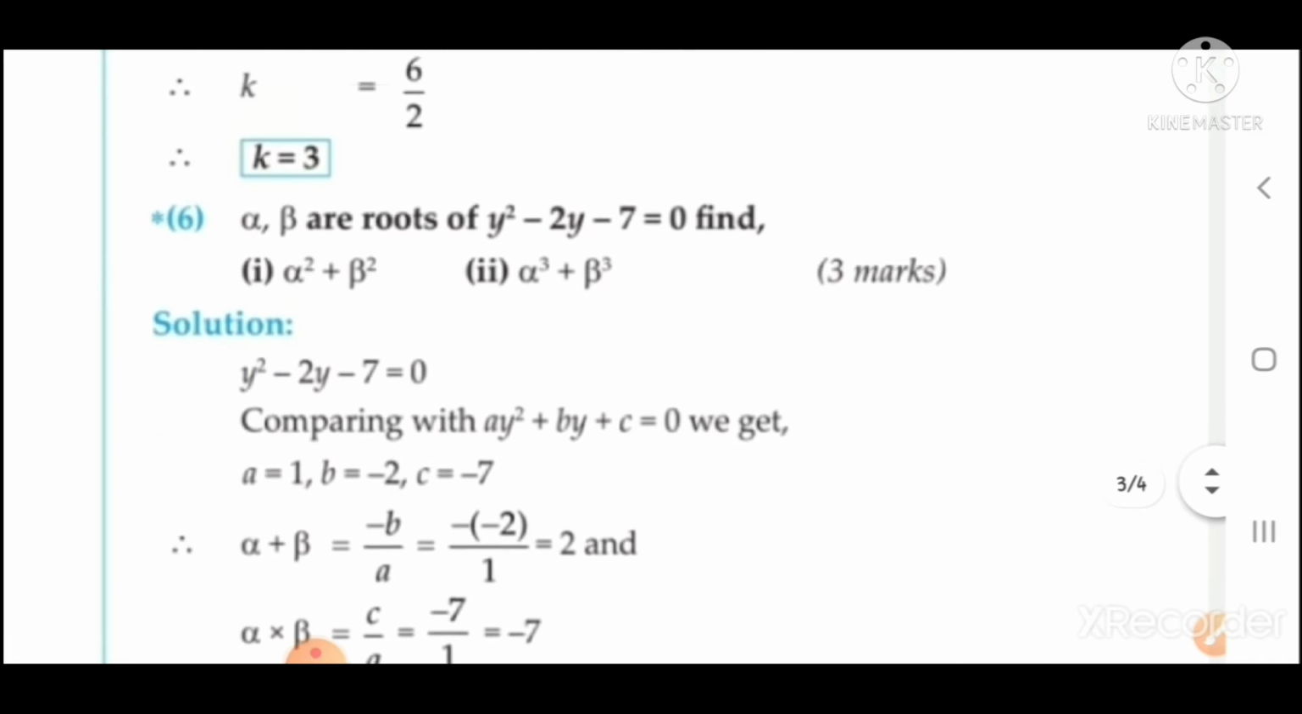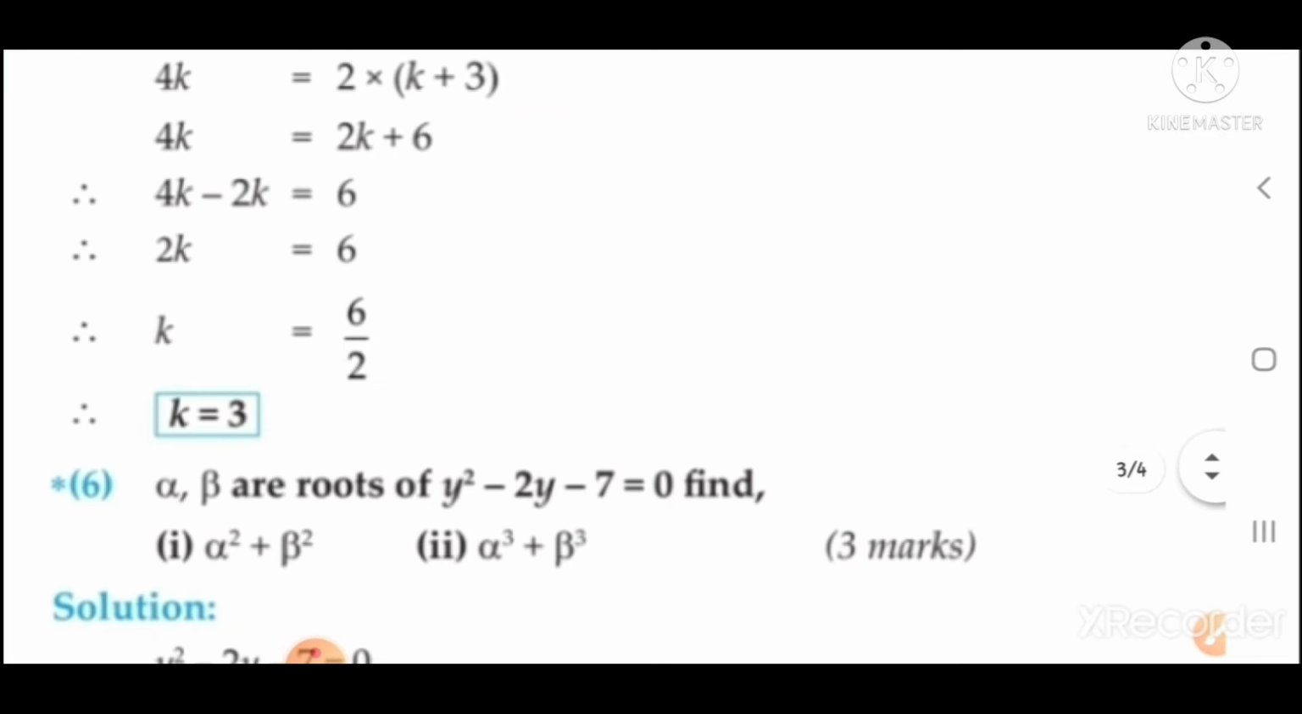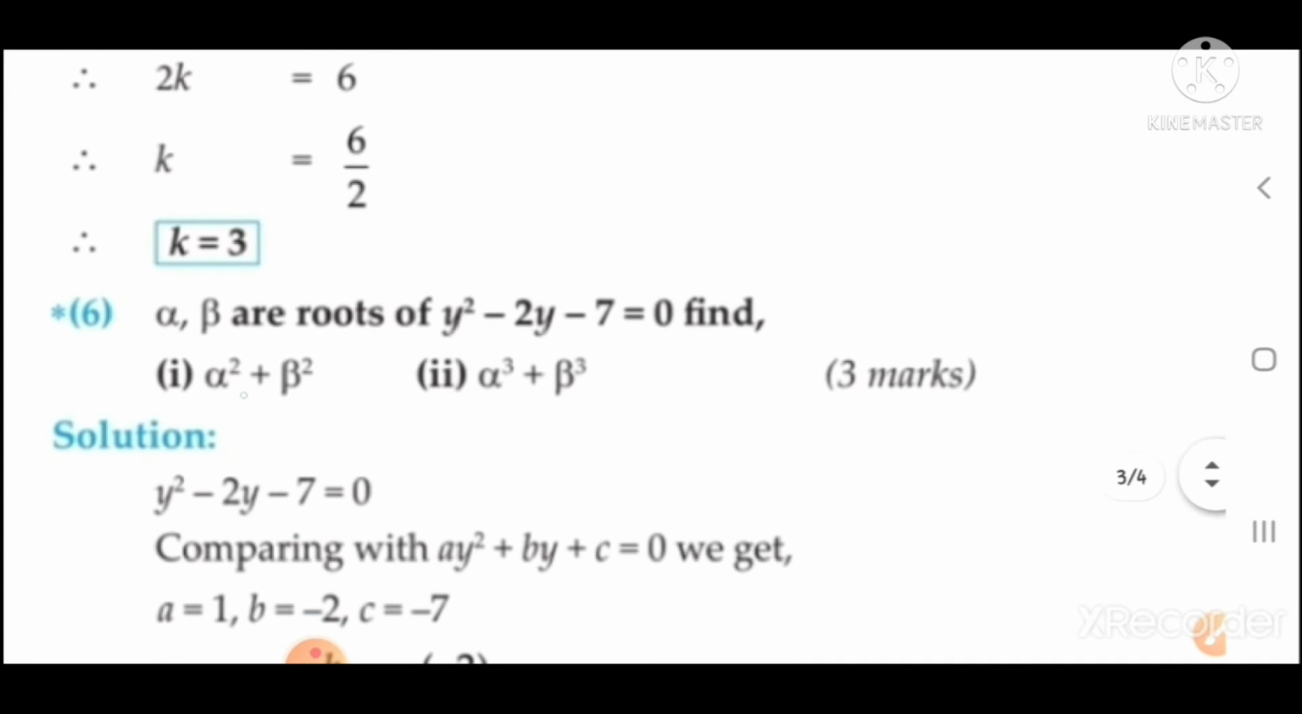Now what does question number 6 say? Alpha beta are the roots of y square minus 2y minus 7 equal to 0. मतलब उन्होंने बोला है कि अल्फा बीटा तो रूट है ये क्वाड्रेटिक इक्वेशन का, आपको दो चीज़ फाइंड करनी है. फर्स्ट अल्फा स्क्वायर प्लस बीटा स्क्वायर, सेकेंड अल्फा क्यूब प्लस बीटा क्यूब. Now here we are going to use the identities, remember. So it is a 3 marks sum.